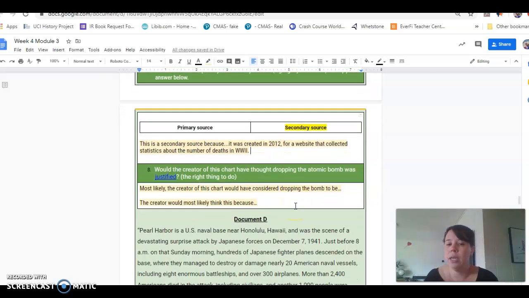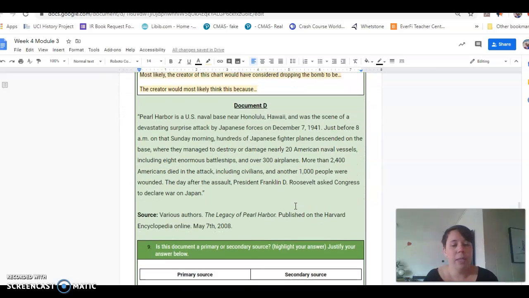All right, so moving on to document D. Document D comes to us from various authors. The title of it is The Legacy of Pearl Harbor. It was published by the Harvard Encyclopedia Online, May 7th, 2008.